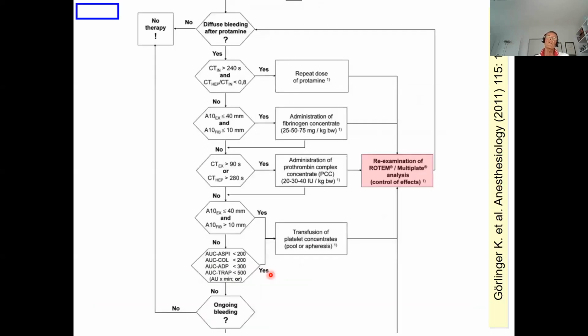And then afterwards, you know, this is the algorithm. We don't go into details here, but they simply depict what can be measured and what it means. And if it's a residual heparinization, of course, repeat dose of protamine, etc. And very important, marked here in red, is to re-examine ROTEM, Multiplate, or whatever measures you use in your algorithm after the treatment to make sure that you have achieved the desired effect.